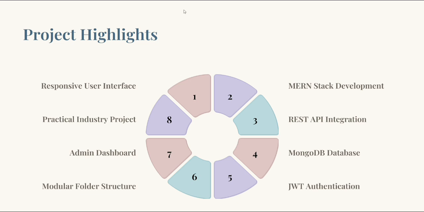Food Genie successfully demonstrates the implementation of a modern full stack web application. The project includes a responsive user interface, REST API integration, MongoDB database connectivity, JWT based authentication design, and a modular project structure. Developing this application provided valuable practical exposure to real world software development and strengthened my understanding of modern web technologies.